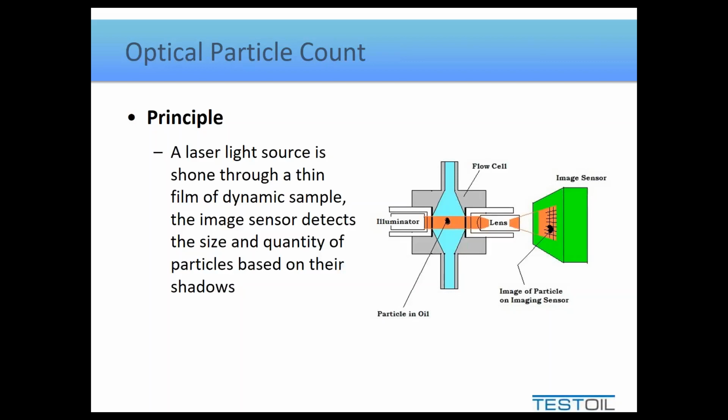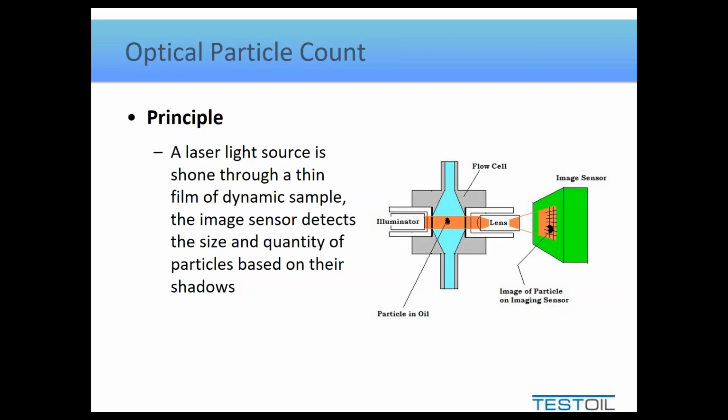What I mean by this is, as an example, say a 10 micron long but 1 micron wide particle went past the sensor. Well, depending on how it oriented itself as it went through the flow cell, the shadow that it would cast would be, say, roughly 10 square microns.